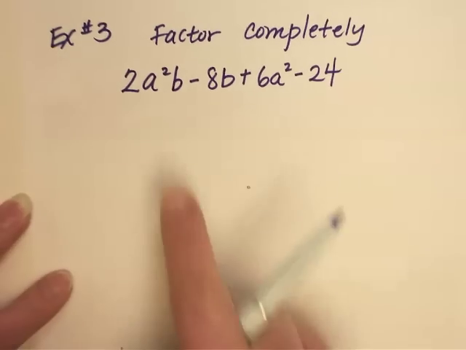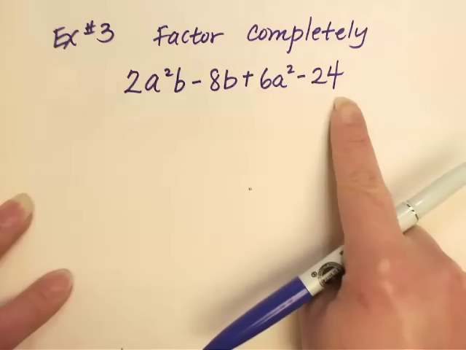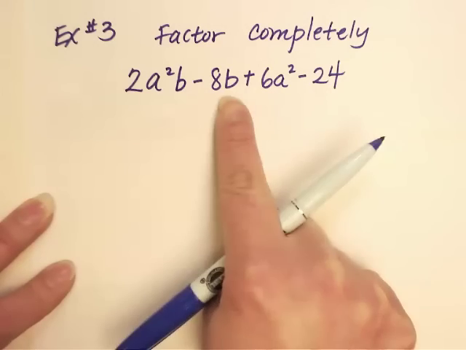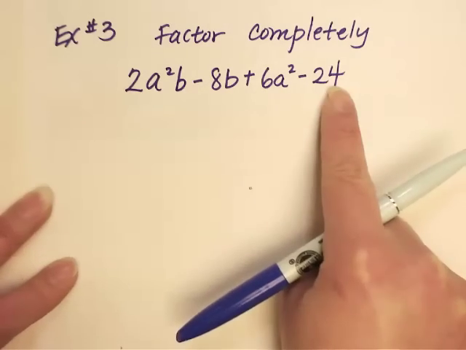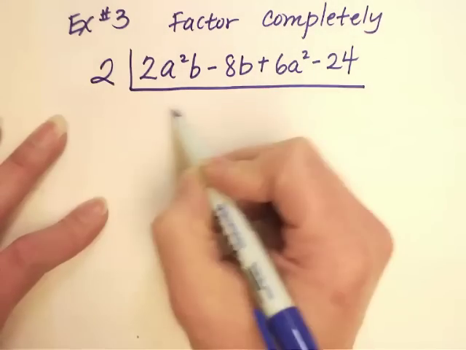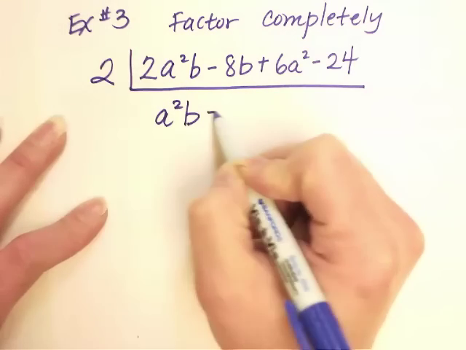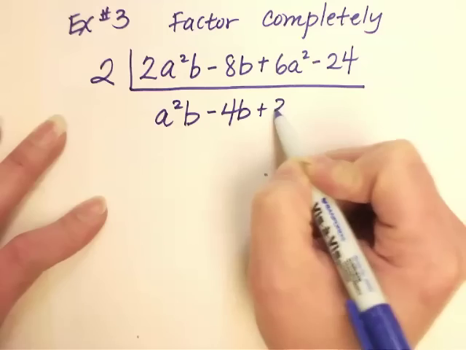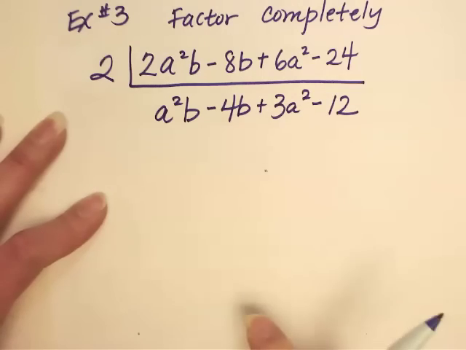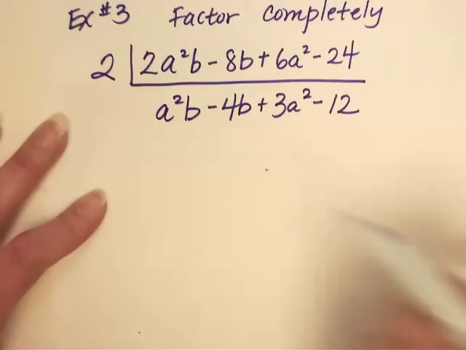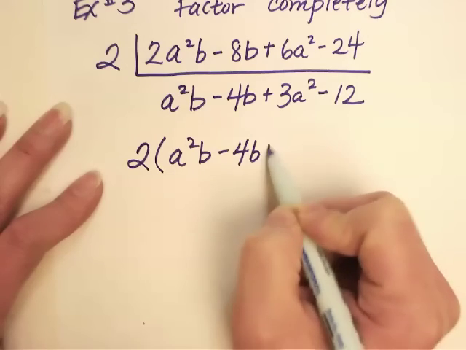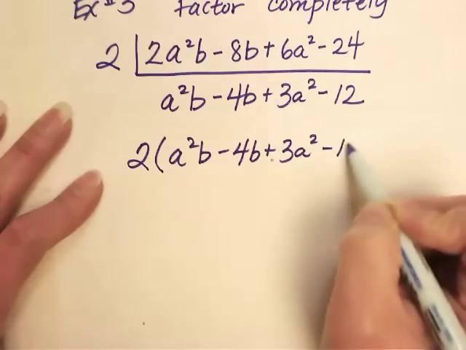And this time we happen to have 4 terms. So is there a GCF for all of these 4 terms? Got a 2, got an 8, 6, 24, happens to be a 2. Let's take out that 2. So do our ladder, take out the 2. So now I have a squared b minus 4b plus 3a squared minus 12. And I can no longer take out any more common factors. So I have 2 times a squared b minus 4b plus 3a squared minus 12.